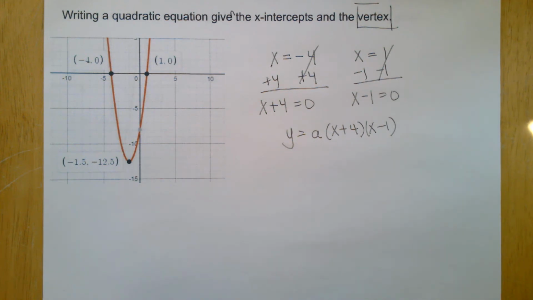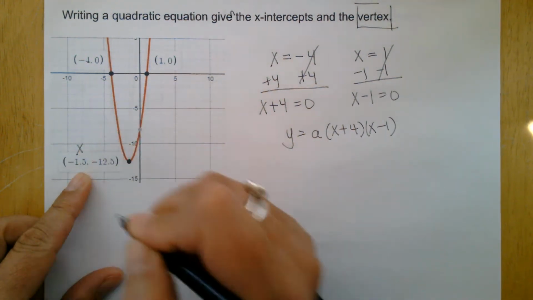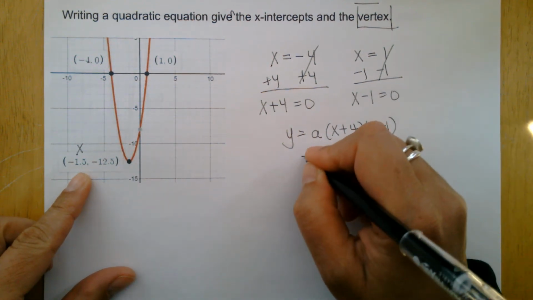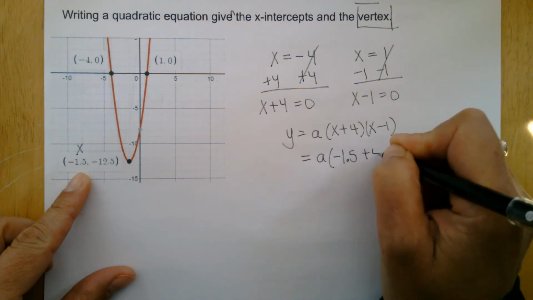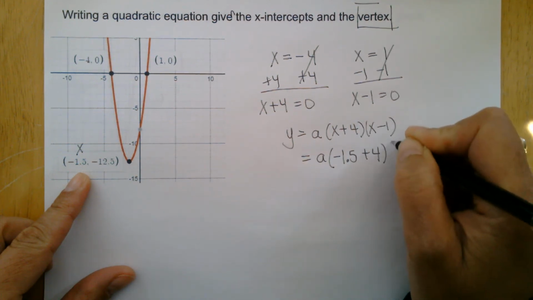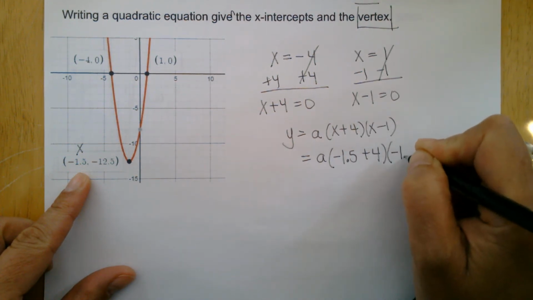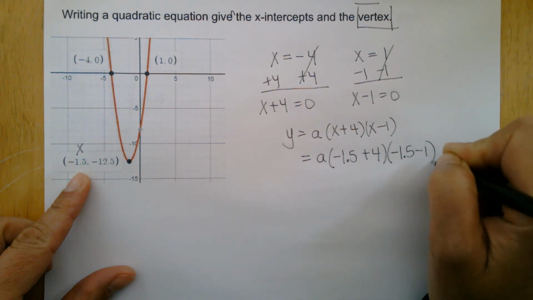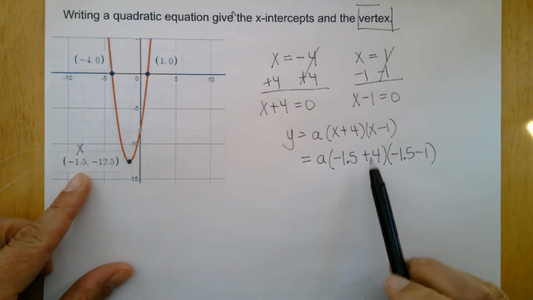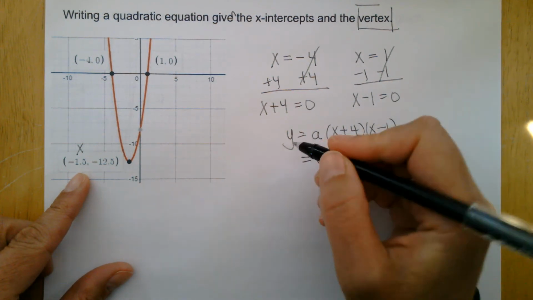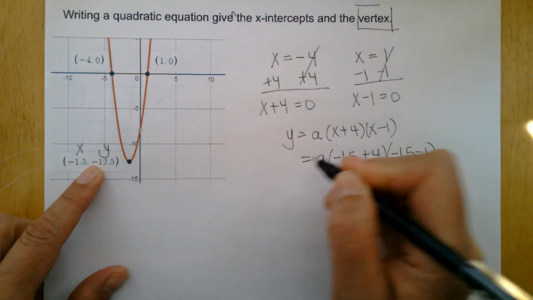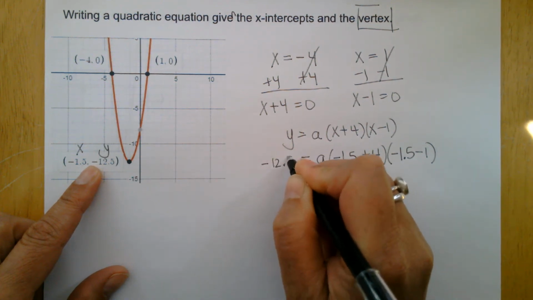All right, so we're here looking for a. This time we're given an x of 1.5. So anywhere you see an x, we're going to substitute in 1.5. Don't forget your plus 4 times -1.5 minus 1. So don't forget these other numbers. You've got to put them in. And this is multiplication. Now, wherever you see a y, you're going to put in -12.5.